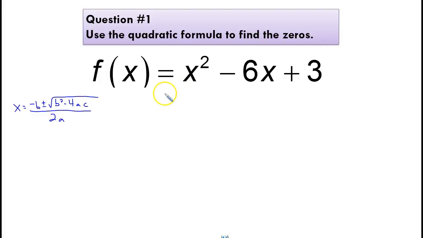We'll identify a, b, and c. So a here is going to be 1. There's an invisible 1 in front of the x squared. b is going to be negative 6. And c is going to be 3.